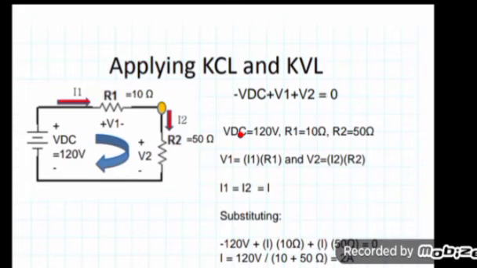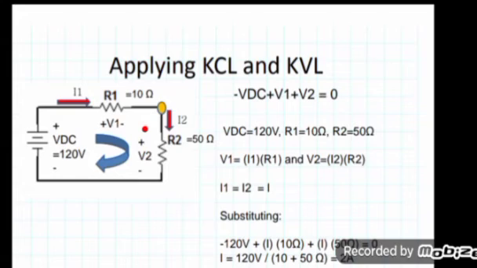We know very well that in a series circuit the current remains the same, and in a parallel circuit the voltage remains the same. These resistors are connected in series, so I1 and I2 will be equal. So I am considering I1 and I2 as equal to I ampere. So the expression will be minus 120 volt plus current I multiplied by 10 ohm plus the same current I multiplied by 50 ohm, equal to 0. So I will be 120 divided by 10 plus 50, that is 2 ampere. So the current flowing in this closed circuit will be 2 ampere.